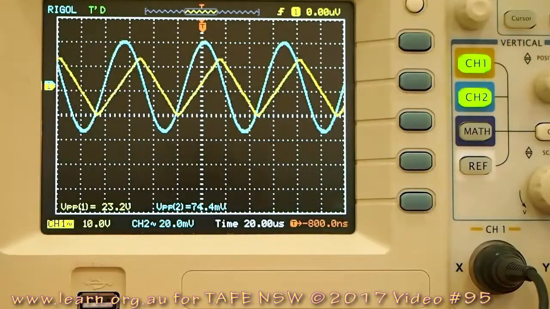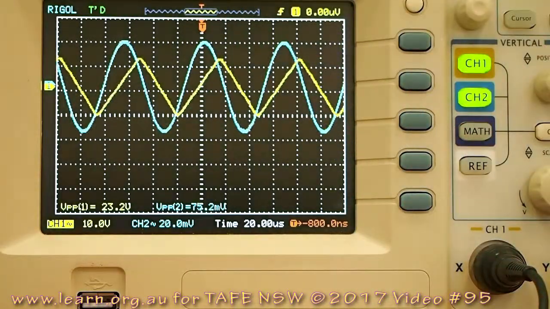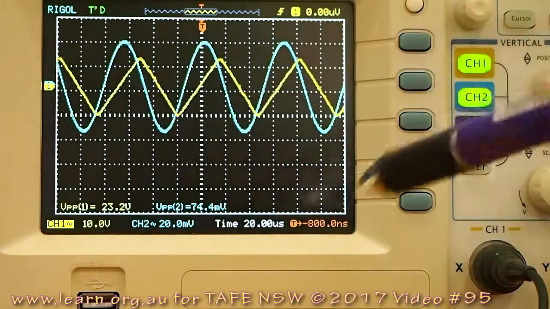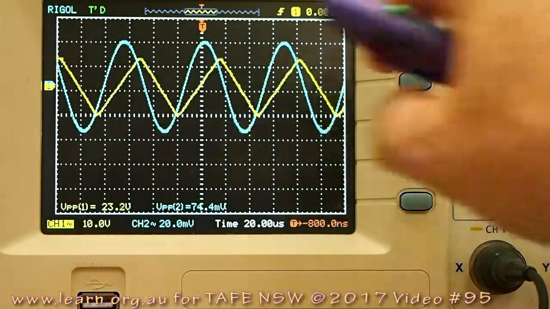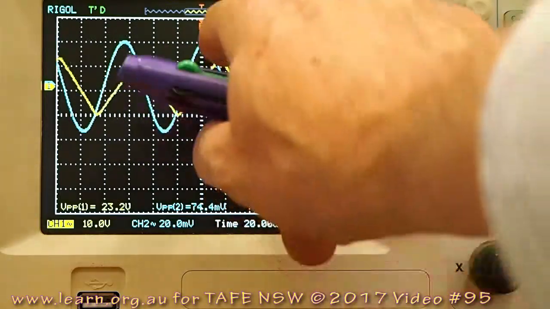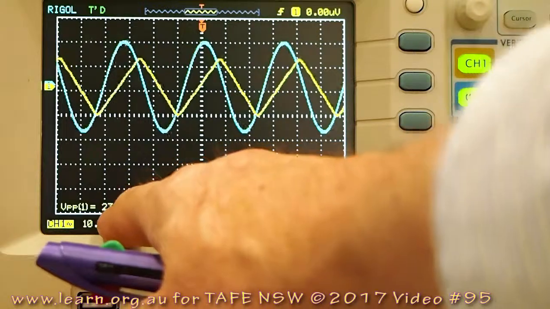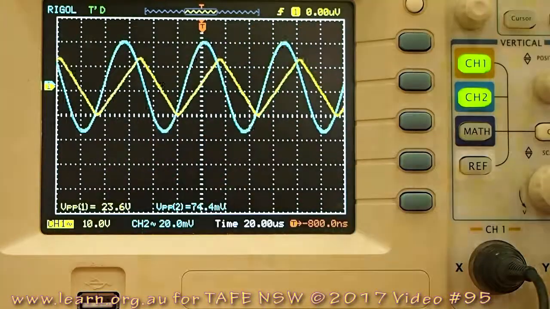So not only did we get the slew rate distortion happening there because the op amp can't track that frequency quick enough, but we can't take the output any higher now than 23 volts peak to peak. It's just said, nope, I've had enough.